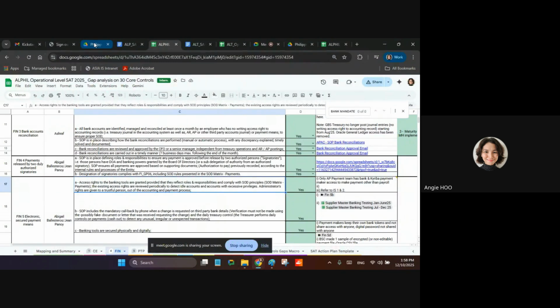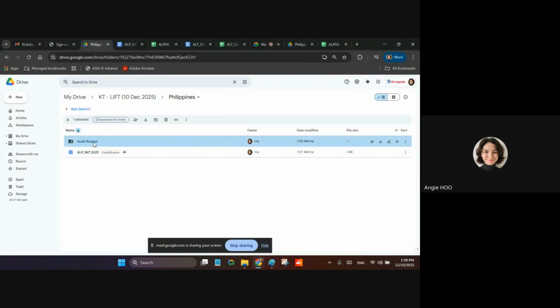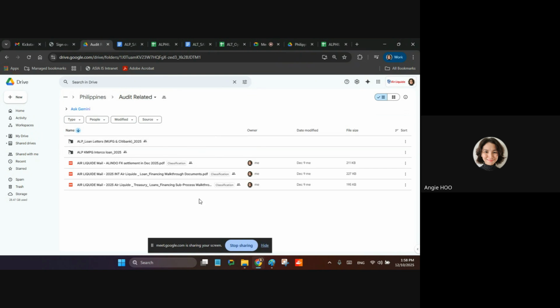Okay, so the other one is audit. For Philippines, one is a bit complex. This is very complex, but the item probably is not straightforward. What we experience is actually the yearly exercise that we have received from the auditor.